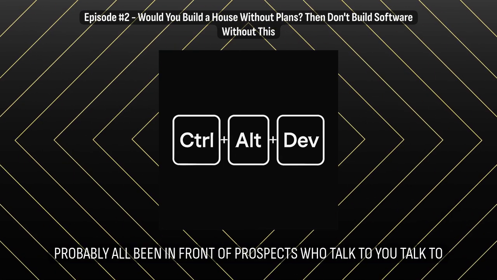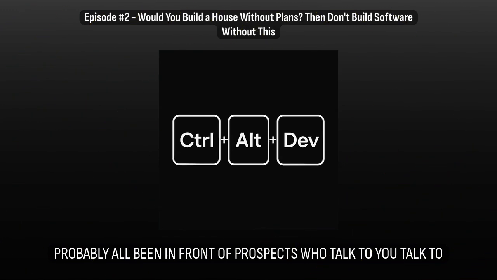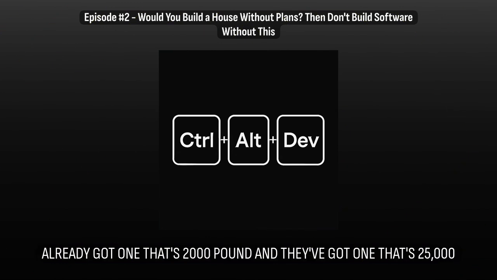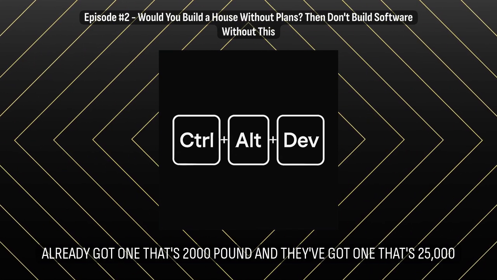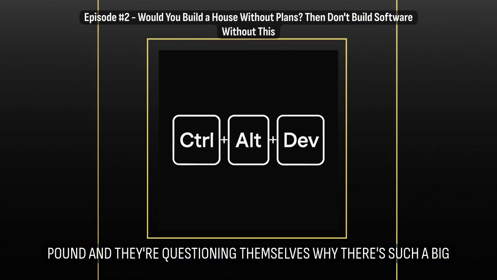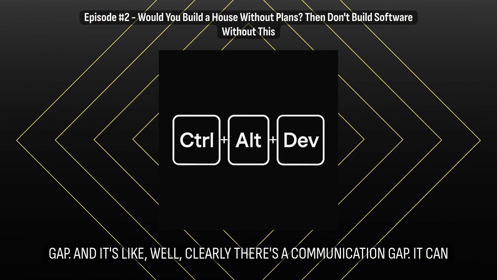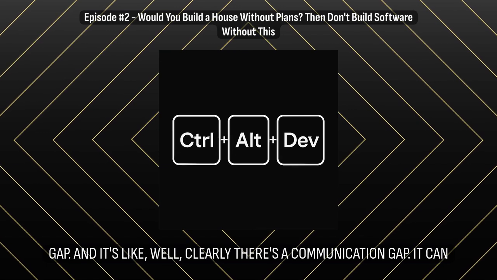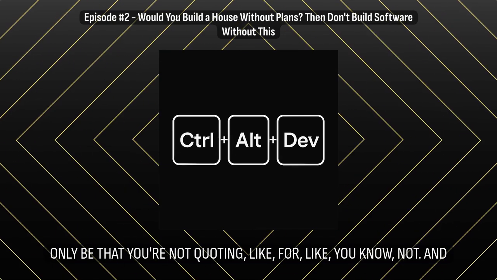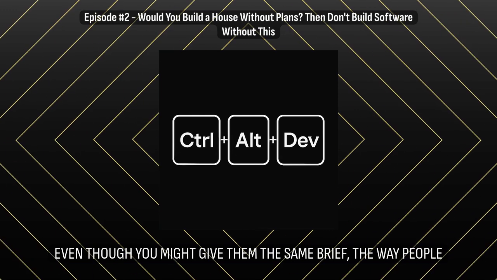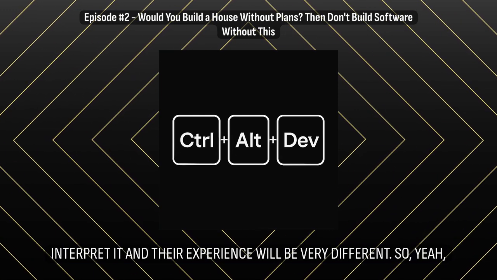We've probably all been in front of prospects who are after a third quote, and they've already got one that's £2,000 and one that's £25,000, and they're questioning themselves about why there's such a big gap. Well, clearly there's a communication gap. It can only be that you're not quoting like for like, and even though you might give them the same brief, the way people interpret it and their experience will be very different.